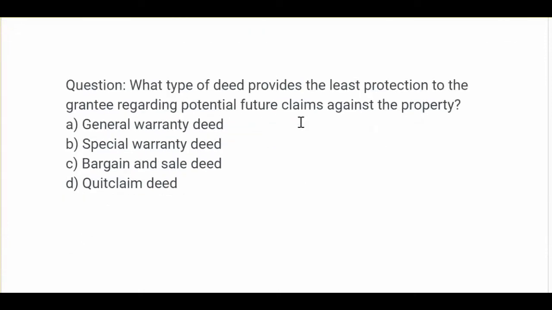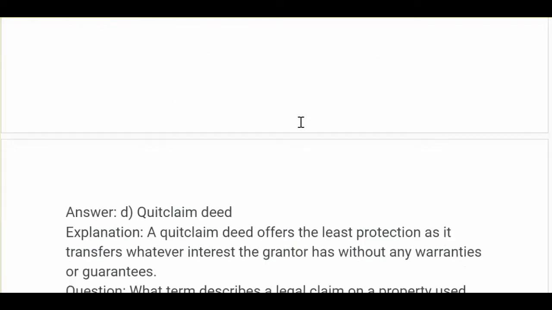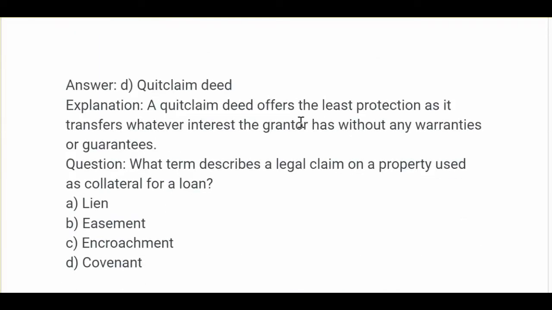What type of deed provides the least protection to the grantee regarding potential future claims against the property? A, general warranty deed. B, special warranty deed. C, bargain and sale deed. D, quitclaim deed. D, quitclaim deed. A quitclaim deed offers the least protection as it transfers whatever interest the grantor has without any warranties or guarantees.